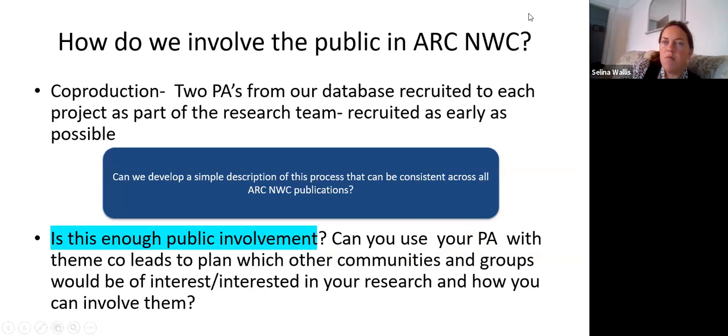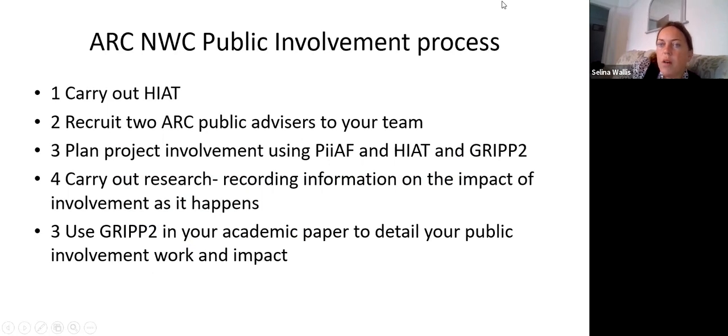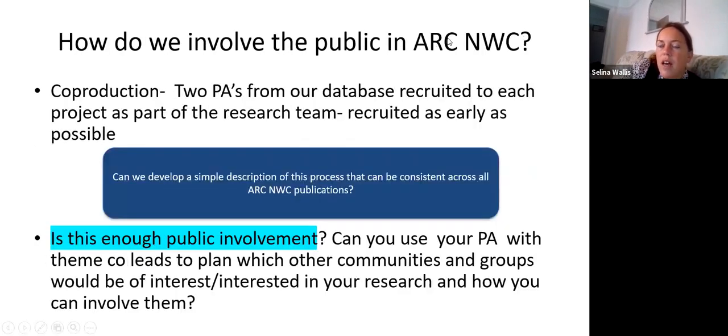So at the moment, what we tend to do in the ARC is we have this database of public advisors. We have about 75 public advisors. Not all of them are really, really active, but there are about 75, and we are recruiting people all the time. And you can either go to our database and do almost like a little job description about your research and what kind of support and advice and involvement you might want to have.